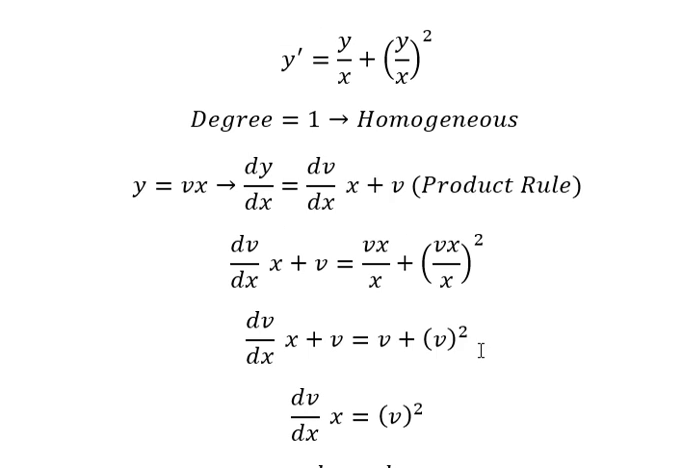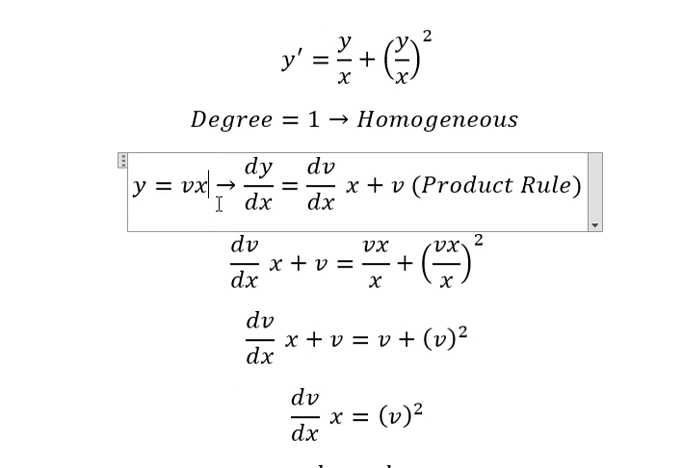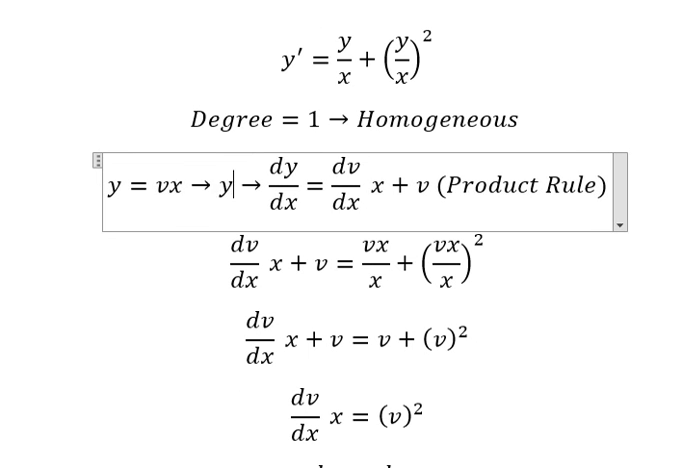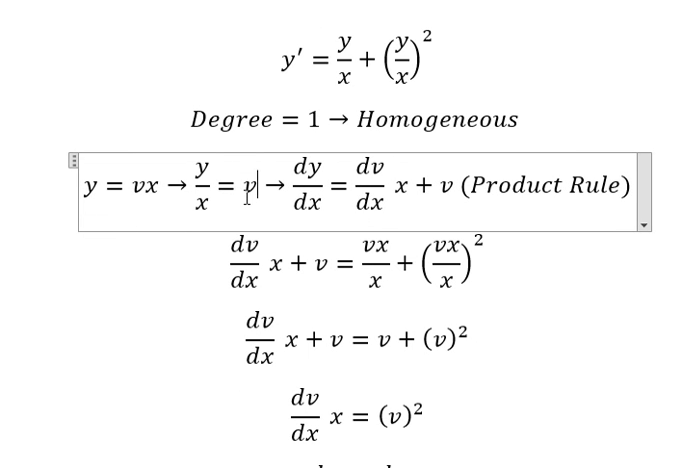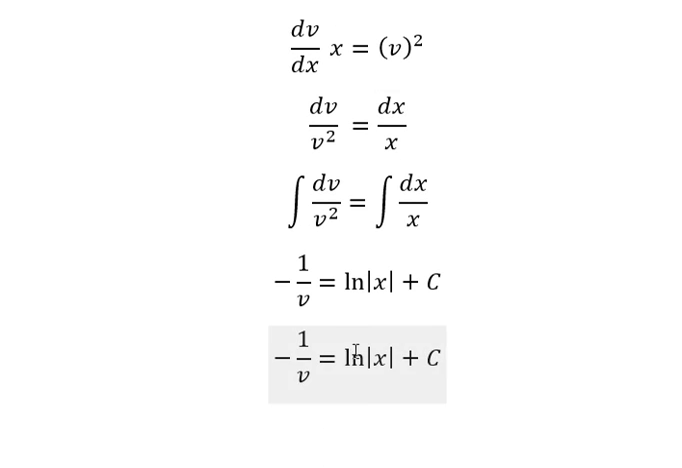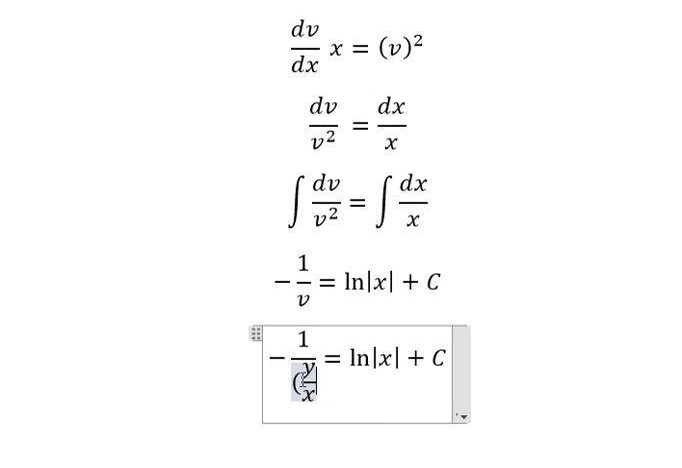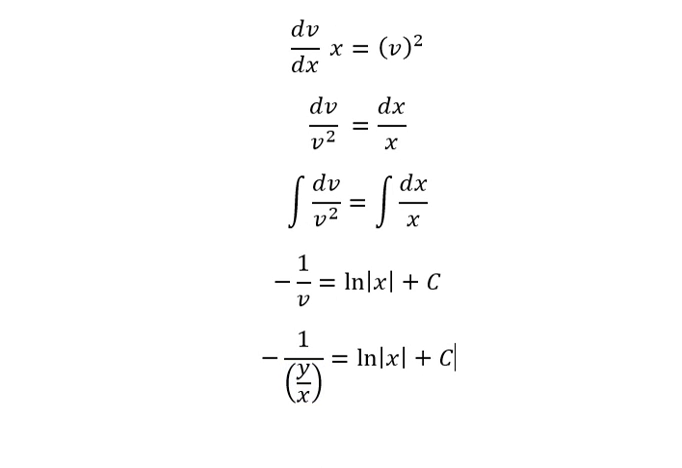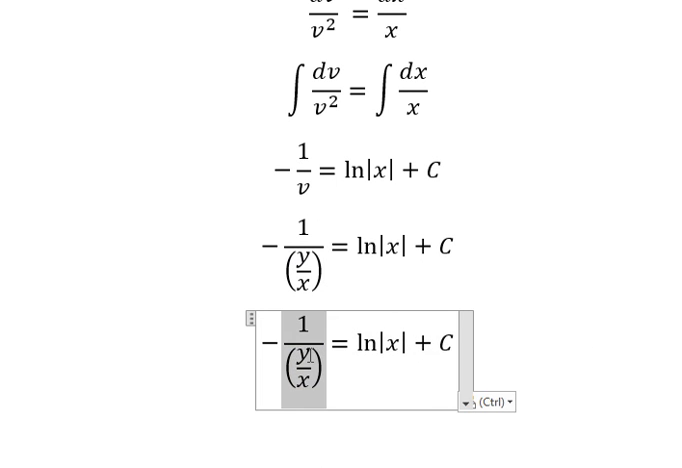About v, that is this one, so we divide both sides by x. And now we need to change v into this one. And this one we have x over y.